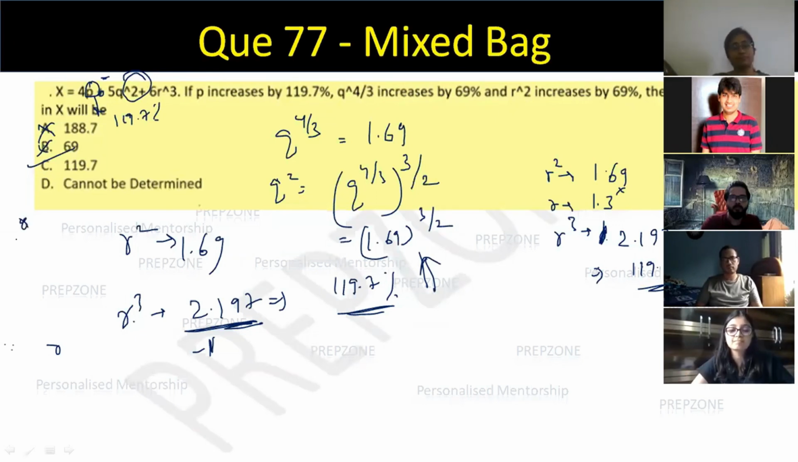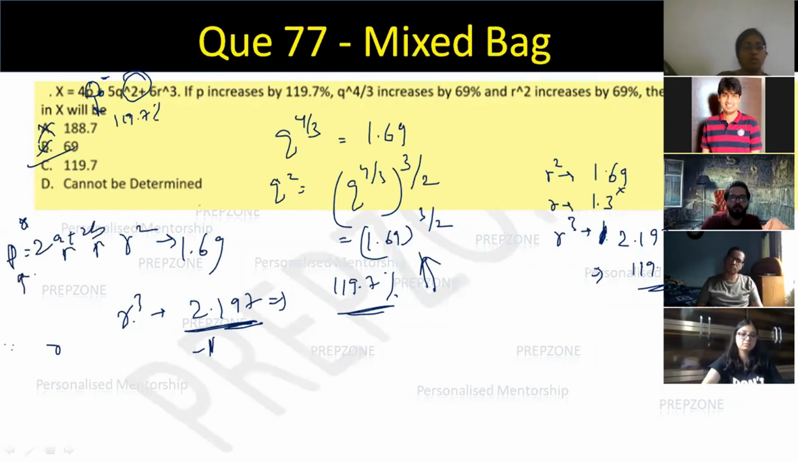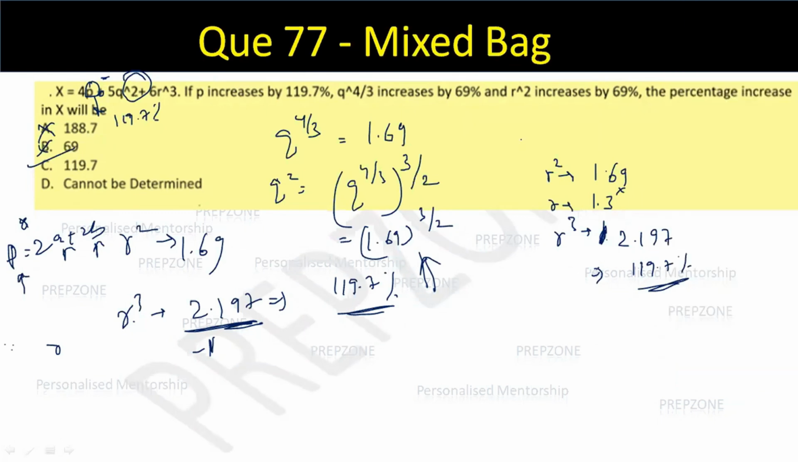See, it is as good as the normal questions we do in 9th-10th, like the perimeter of a rectangle is 2a plus 2b. Now you increased a by 10% and b by 10%, so the perimeter will also increase by 10%. Right. Now all mixed questions will come.